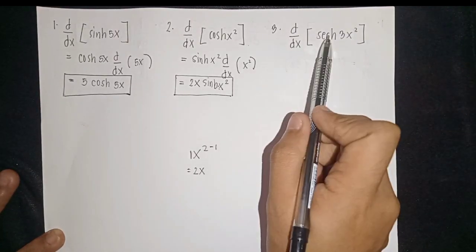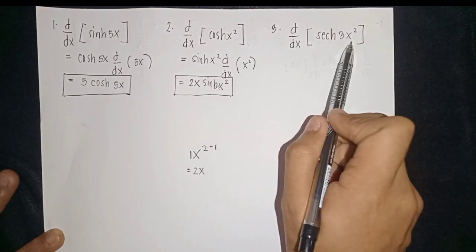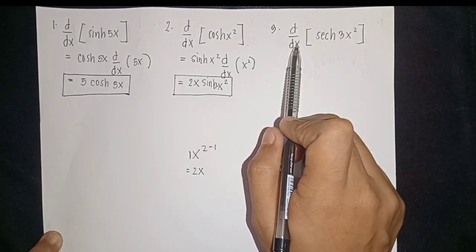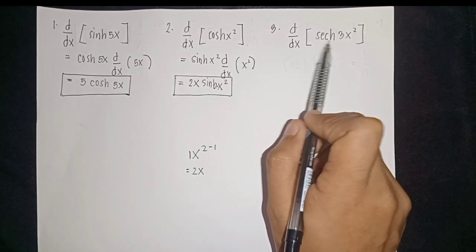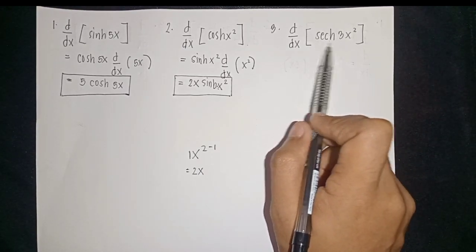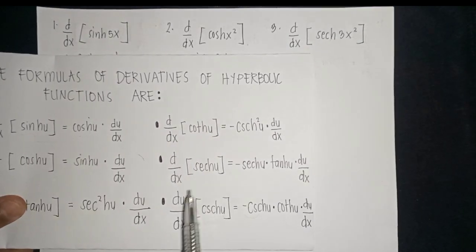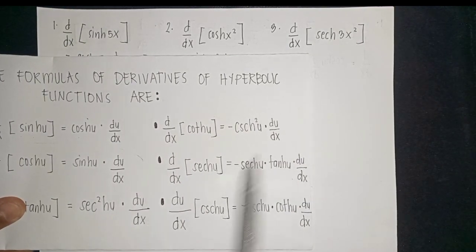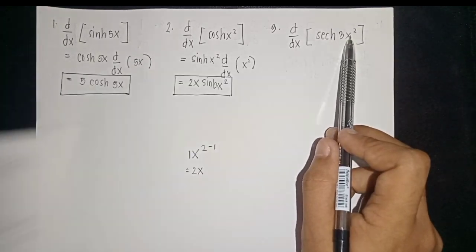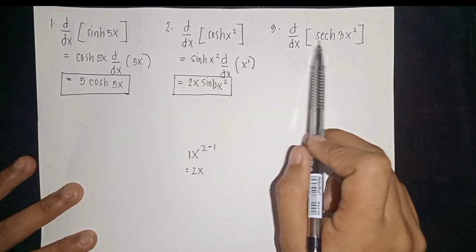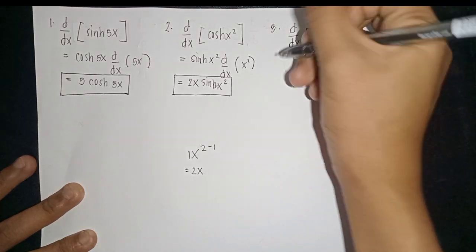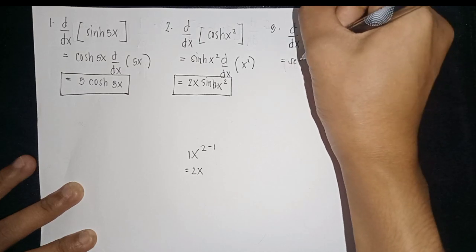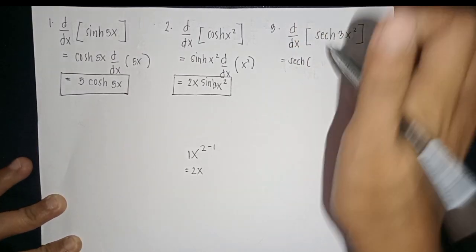The third one is the derivative of hyperbolic secant 3x squared with respect to x. So now, as usual, we are going to use the formula of the derivatives of hyperbolic functions. The formula of sech u is equal to negative sech u times tanh u times du over dx, or the hyperbolic negative secant u times the hyperbolic tangent u times du over dx.